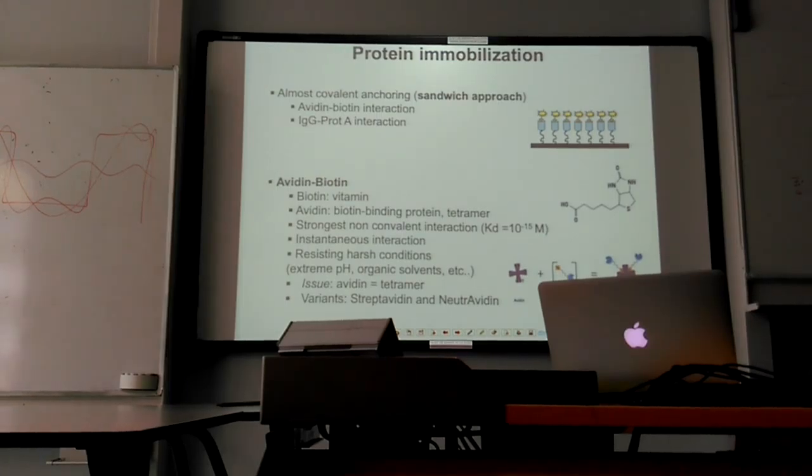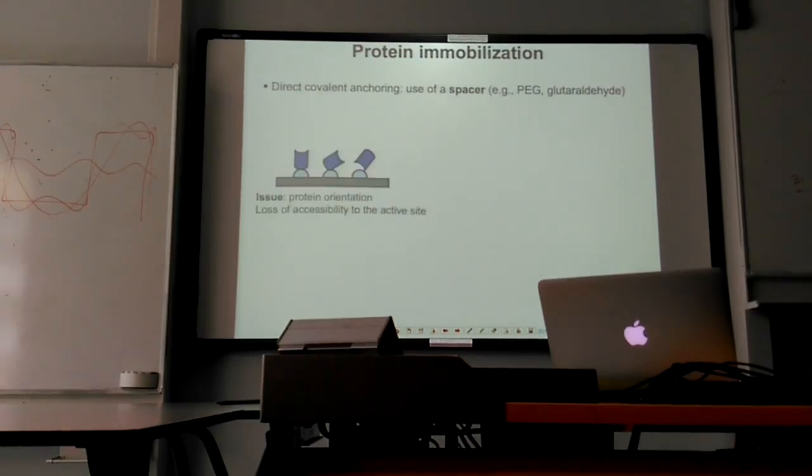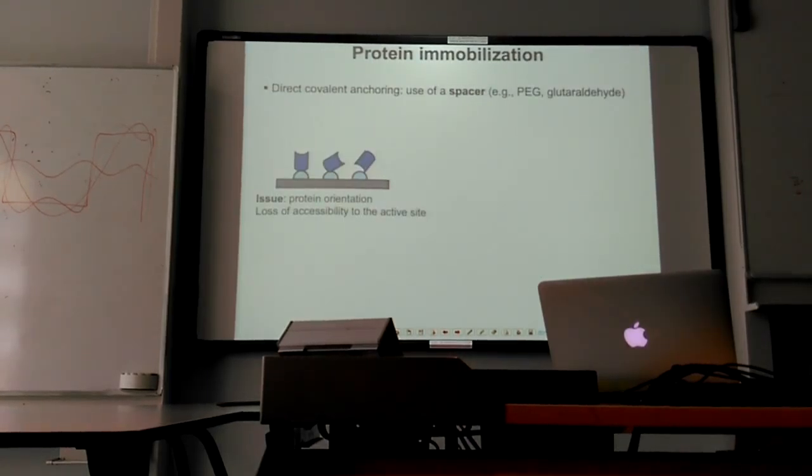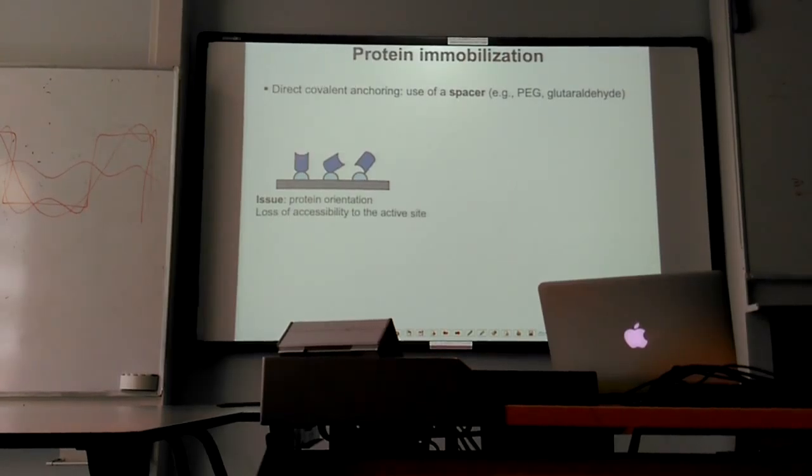A last point about protein immobilization. Sometimes you don't immobilize your protein directly on the surface. Why? Because your protein is a 3D structure, and it's completely covered with amino groups. If you just immobilize your protein on the surface, you cannot really control the orientation of your protein on the surface. This is what I represented here with my beautiful cartoons.